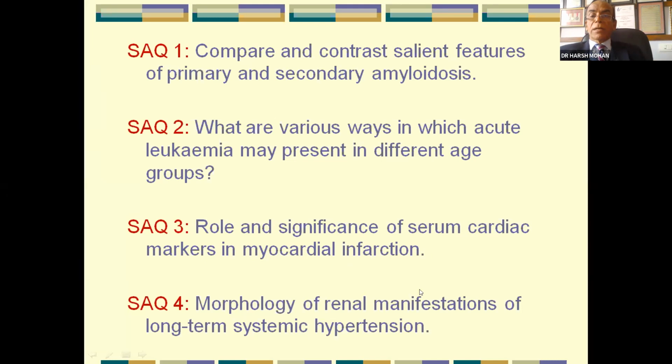Now, morphology of renal manifestations of long-term systemic hypertension. We are clear here that we are asking morphology, which means gross and microscopy, renal manifestations only, and long-term systemic hypertension. So here we are asking about hypertensive nephropathy and its gross and microscopy. So therefore, there is specificity to each of these short questions.